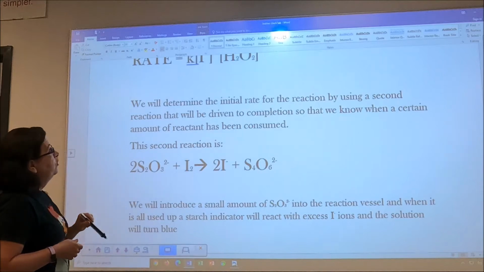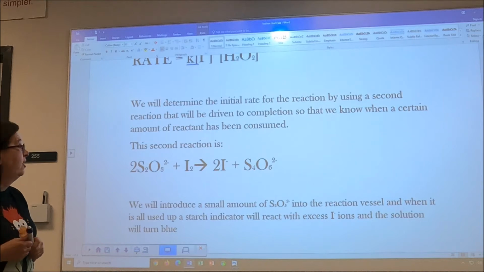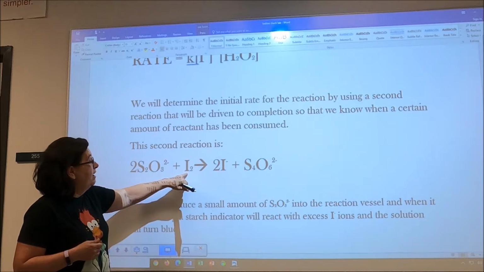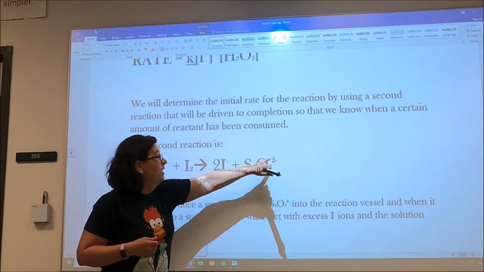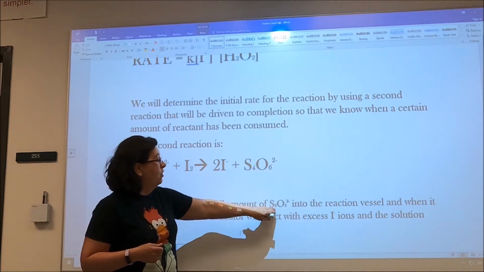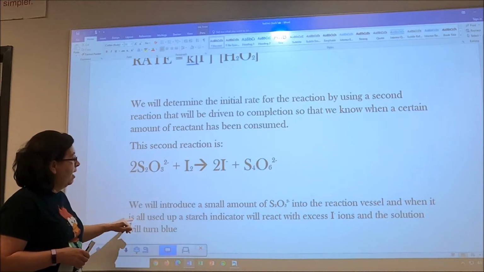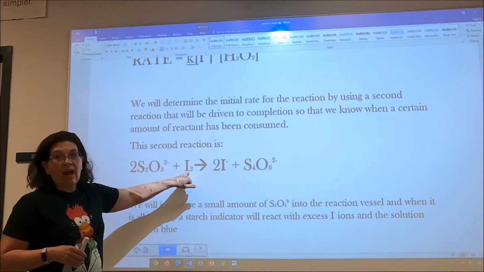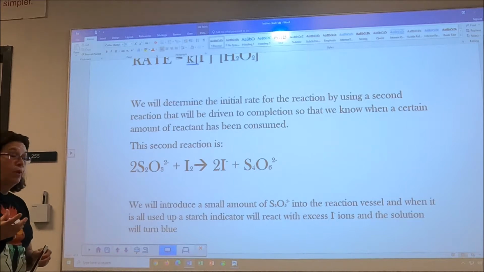Now, to help us determine the rate of the chemical reaction, we are going to use a secondary reaction in the beaker. This one has thiosulfate ions reacting with the iodine molecules to create iodide ions and this S4O6 2- ion. We're going to put just a very small amount of the thiosulfate ion in the vessel, and as soon as it's used up, starch as an indicator is going to react with iodine that has not reacted with the thiosulfate, and it's going to turn a blue-black color.